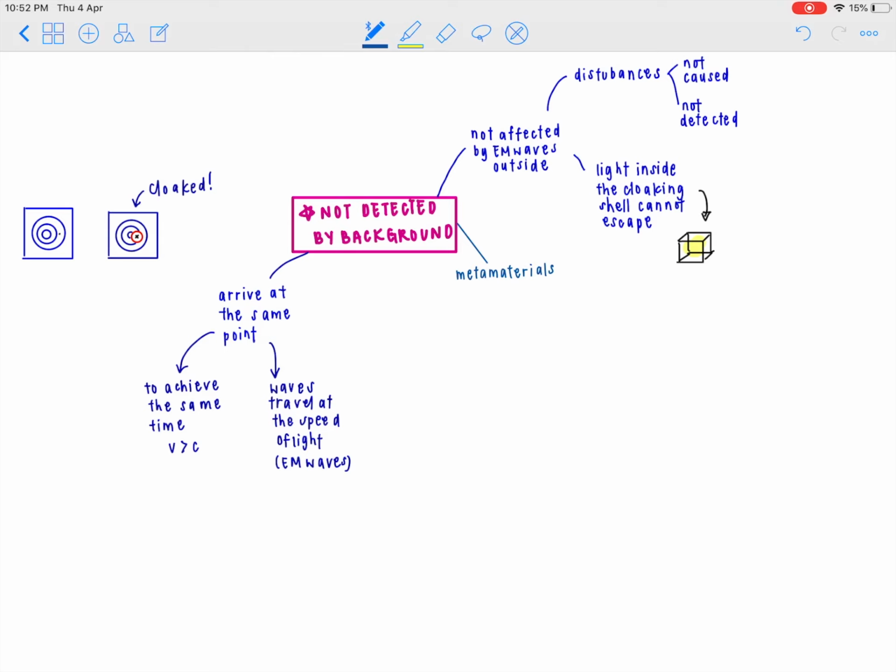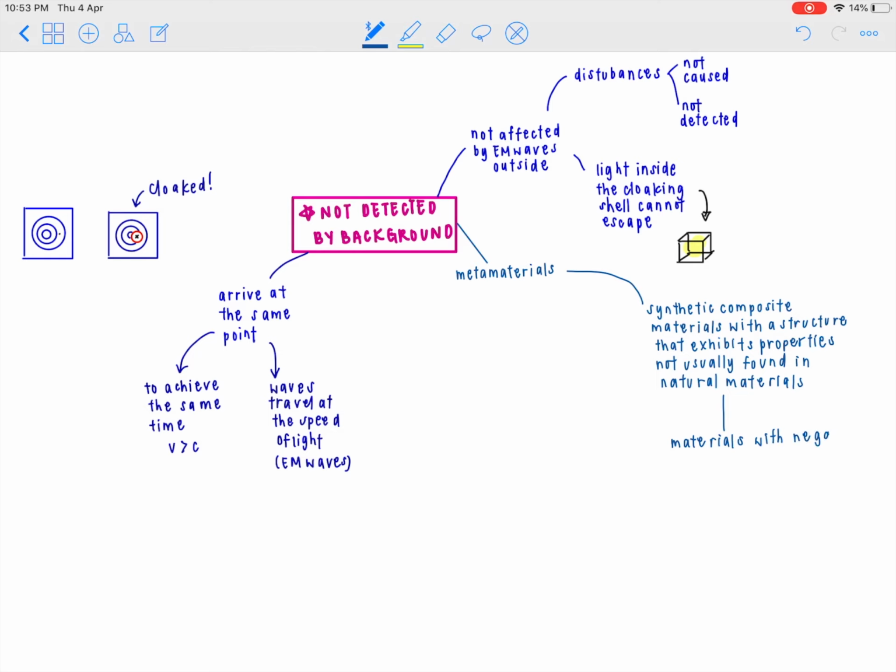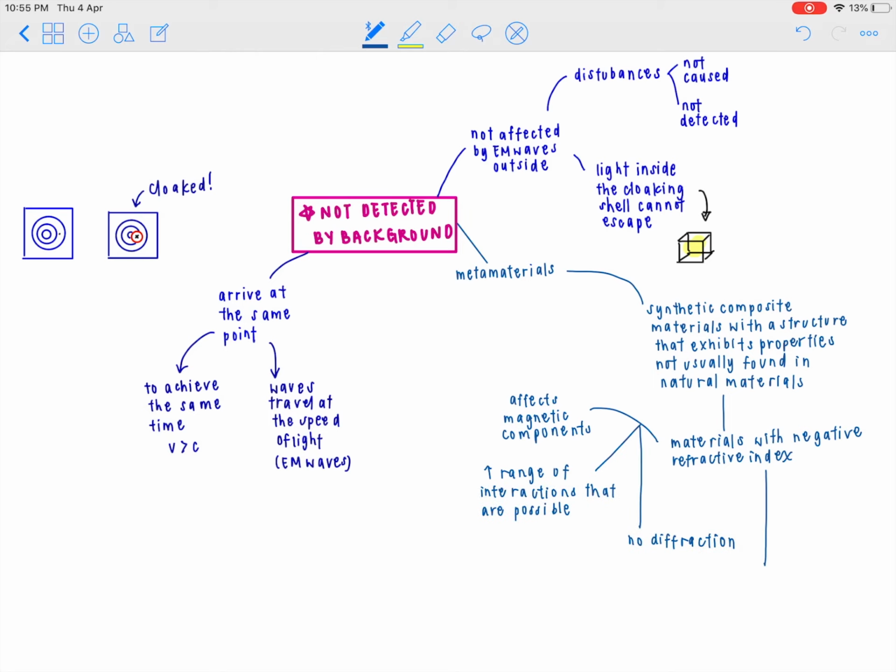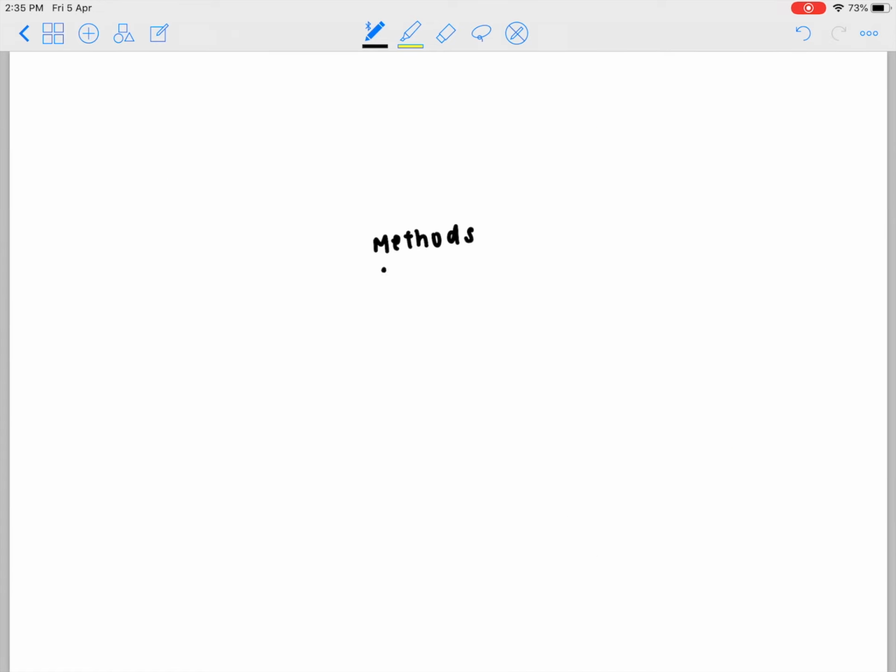In cloaking, usually we make use of metamaterials, and these are synthetic composite materials with structures that exhibit properties not usually found in naturally occurring materials. These materials also usually have a negative refractive index, at least the metamaterials we use, such that it can affect magnetic components and increase the range of interactions that are possible, such as no diffraction. Isn't that cool? And this is usually possible by controlling the effective permeability and the effective permittivity of the object. Usually both these qualities are less than zero.